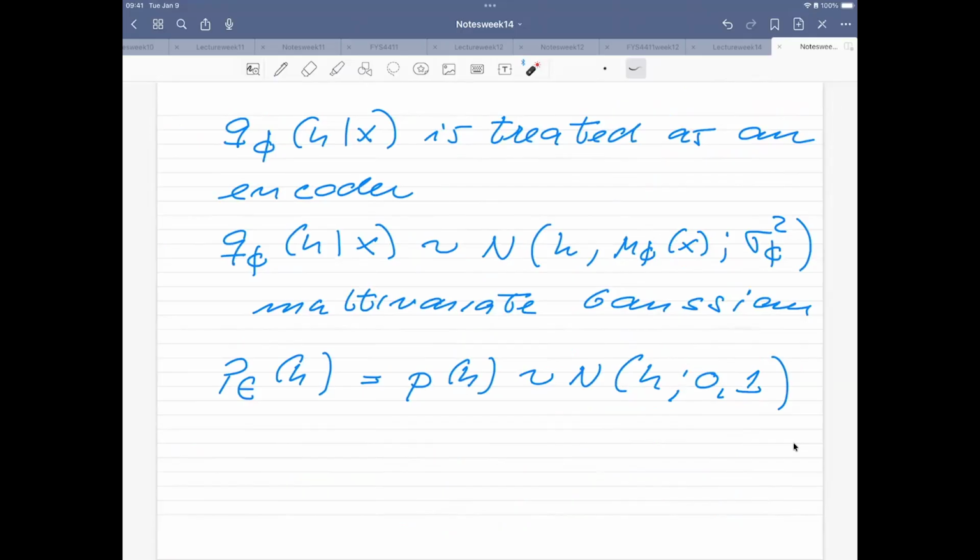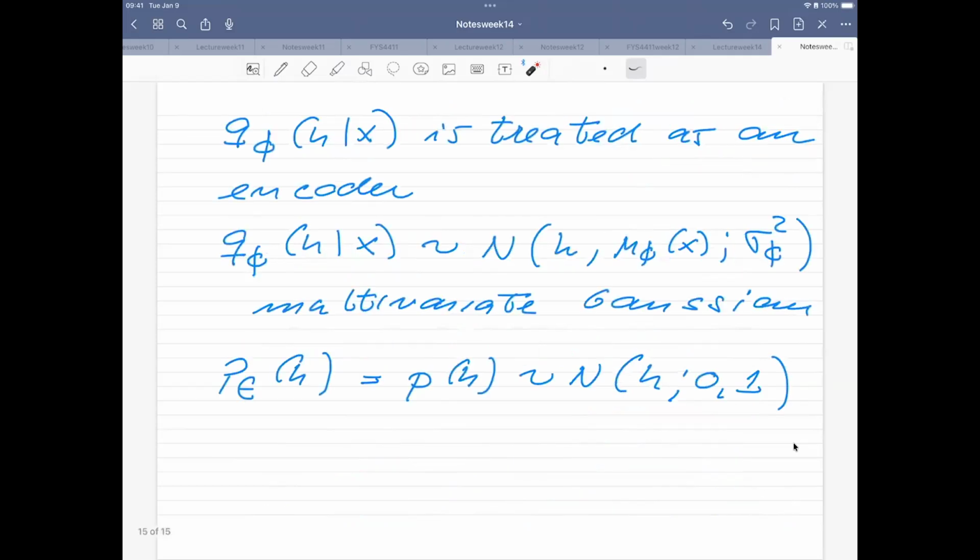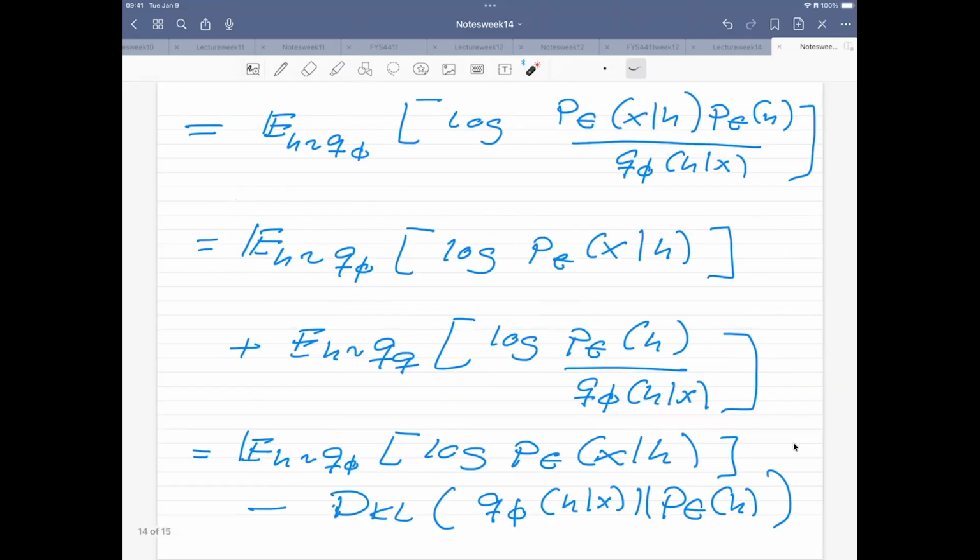And it means that this term which we have here, which is an expectation value, is then an expectation value where we draw these numbers according to a multivariate Gaussian distribution. And it means that we are calculating this as a standard expectation value with Monte Carlo sampling.